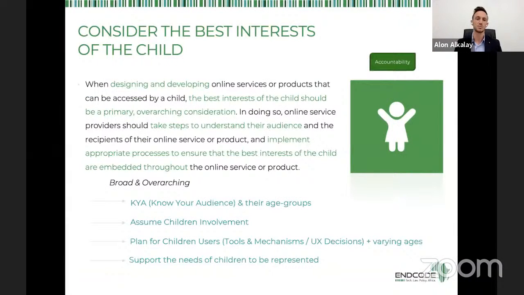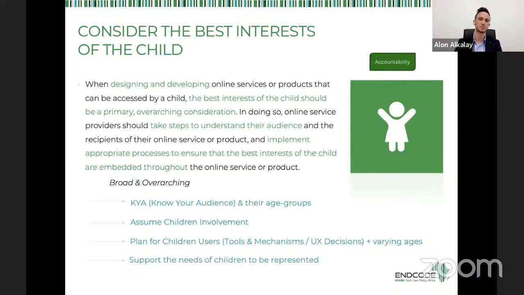The first one really has been emphasized quite consistently already in this webinar, and that is to consider the best interests of the child. And when we talk about considering the best interests of the child, we're asking online service providers, whenever they're designing and developing online services or products that can be accessed by a child, doesn't matter if they're designed particularly for a child, but if they can be accessed by a child, the best interests of the child should be a primary overarching consideration.